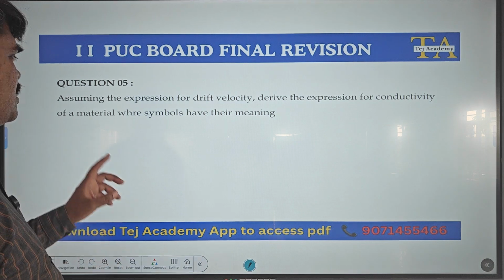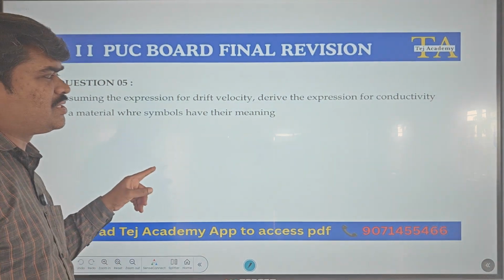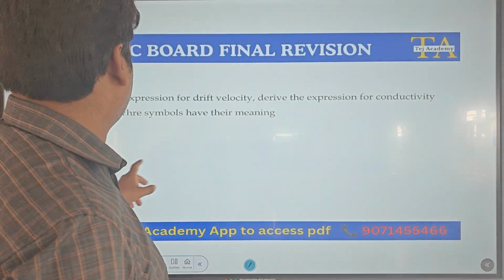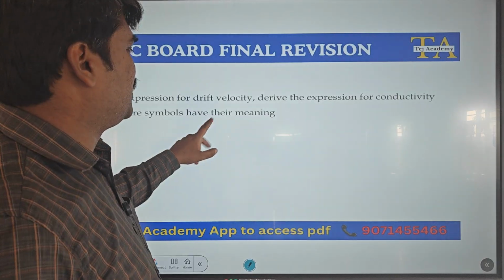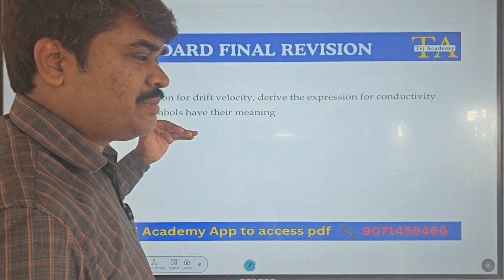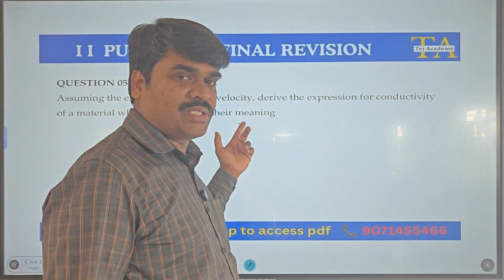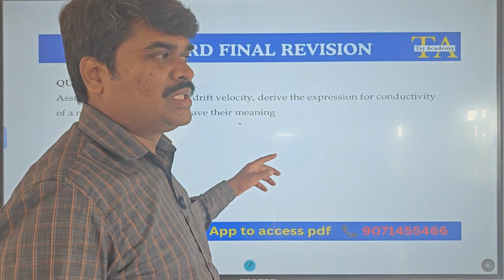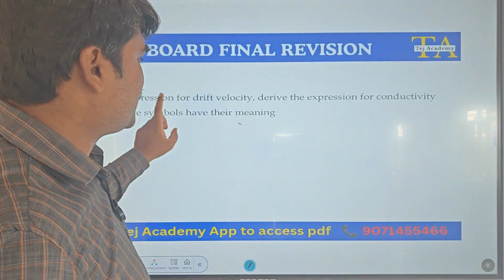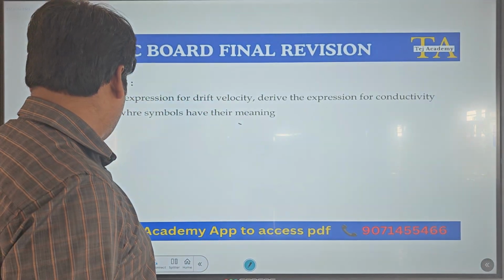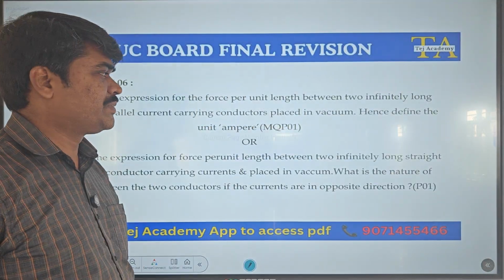So the next question is: assuming the expression for drift velocity, derive the expression for conductivity of a material where symbols have their usual meaning. This is the same question as the previous question, only rephrased in a different manner. So the answer is the same. Whether it is asked like this or in the previous way, for both the questions the answer is the same.